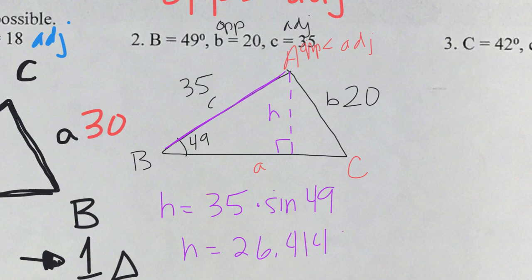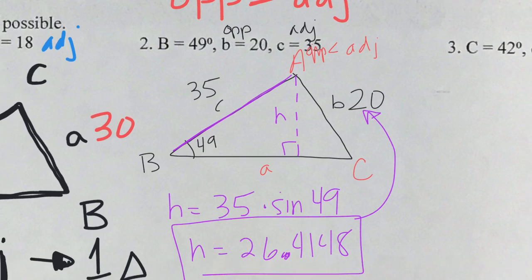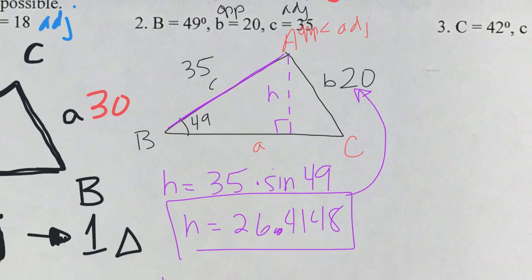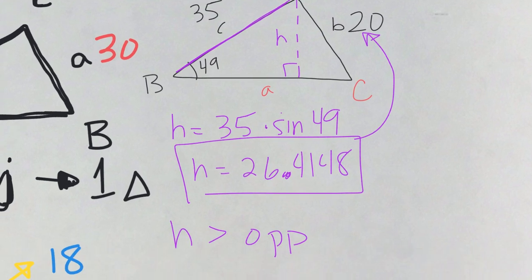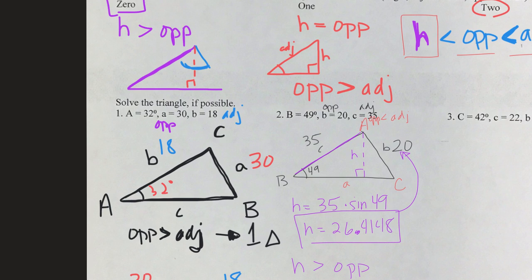26.4148. So then how does the height compare to the opposite side? The height here is greater than the opposite side, which means we have 0 triangles possible. And if we have 0 triangles, we don't need to calculate any because there's not one. Okay, it's this case here where your opposite side is not long enough and the height is preventing it from touching that third side of your triangle.